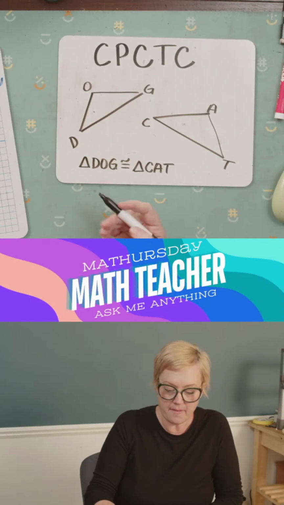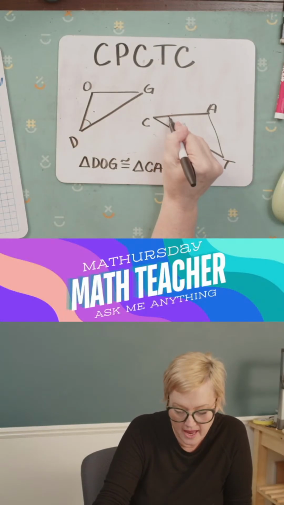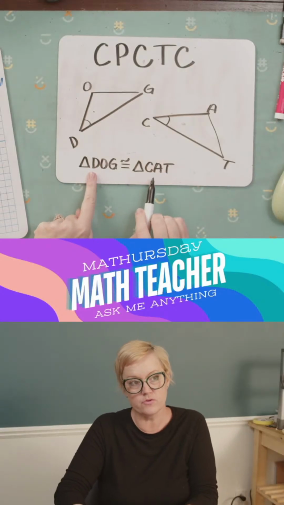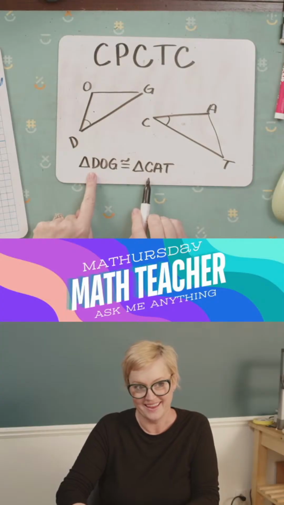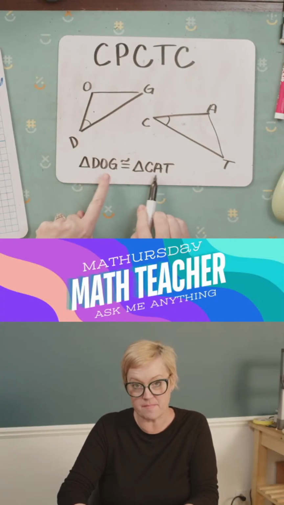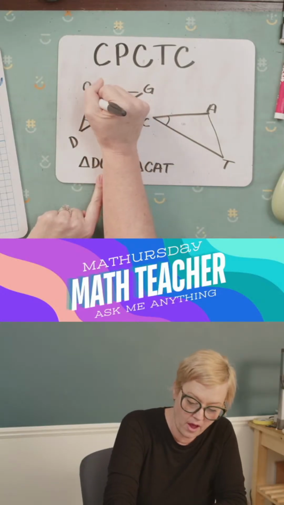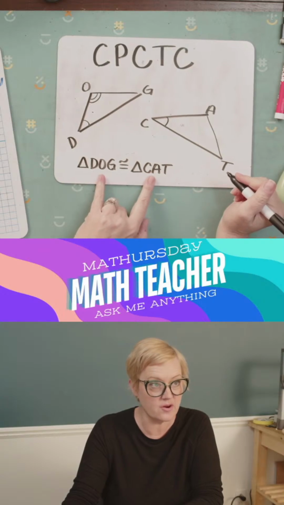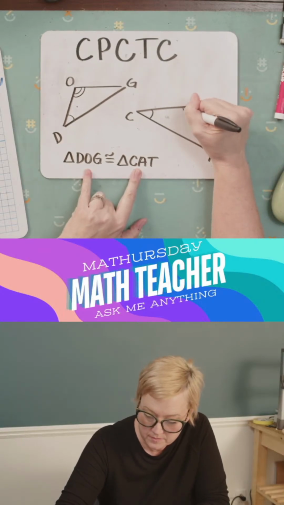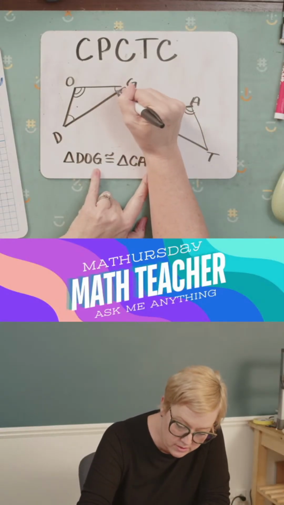So that means that angle D is congruent to angle C, because if we look at our congruent statement here, we've got D and C. The same order is going to match up because they're corresponding parts. Then angle O is congruent with angle A, and angle G and T are also congruent.